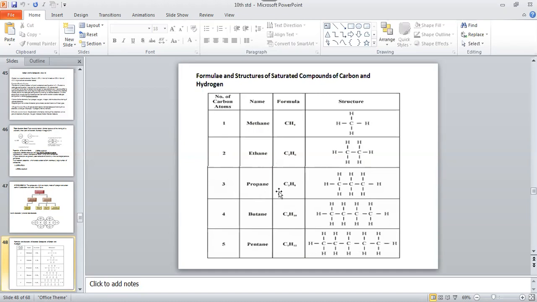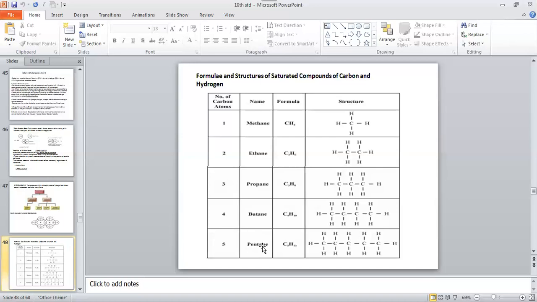The third molecule is propane, having molecular formula C3H8. These are the three carbon atoms in a straight chain, surrounded with hydrogen. Each carbon can form a maximum of four bonds. So all the bonds in this molecule are single covalent bonds. The fourth example is butane. The molecular formula of butane is C4H10. It consists of four carbon atoms in a straight chain, and there are 10 hydrogen atoms surrounding these carbons. Each carbon can form a maximum of four bonds, either with carbon or with hydrogen. So this is the structural formula of butane.